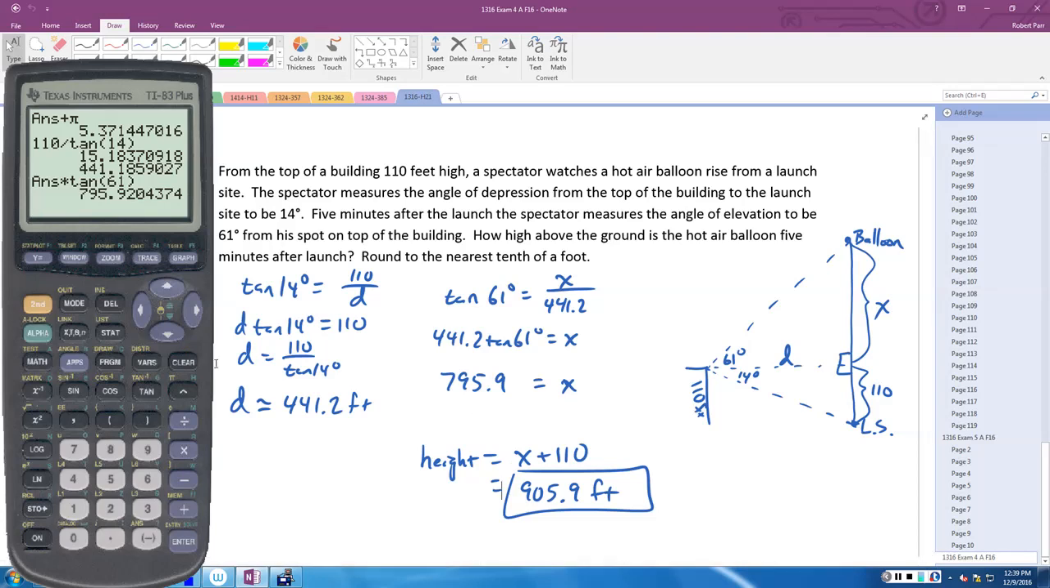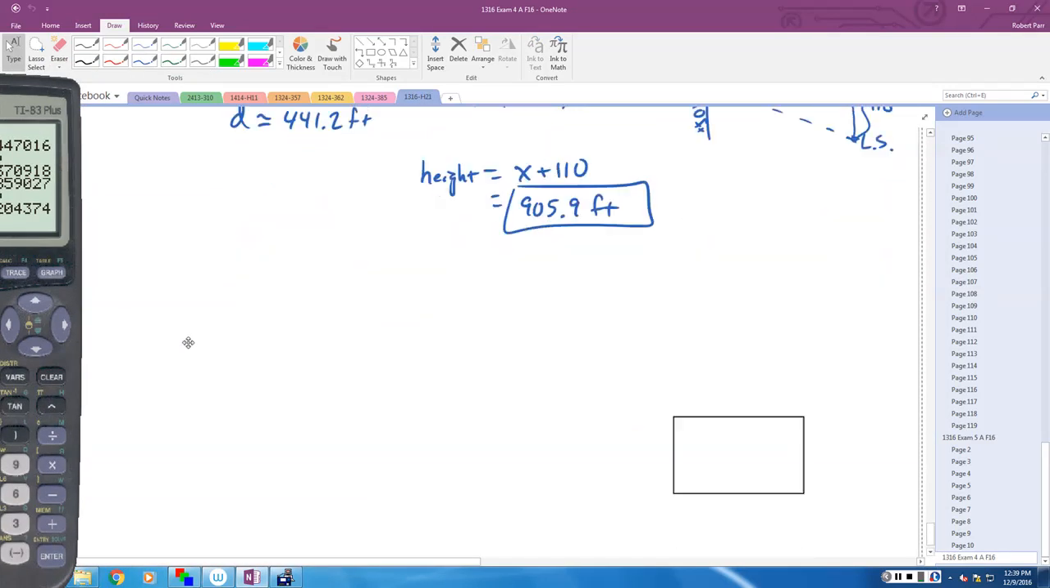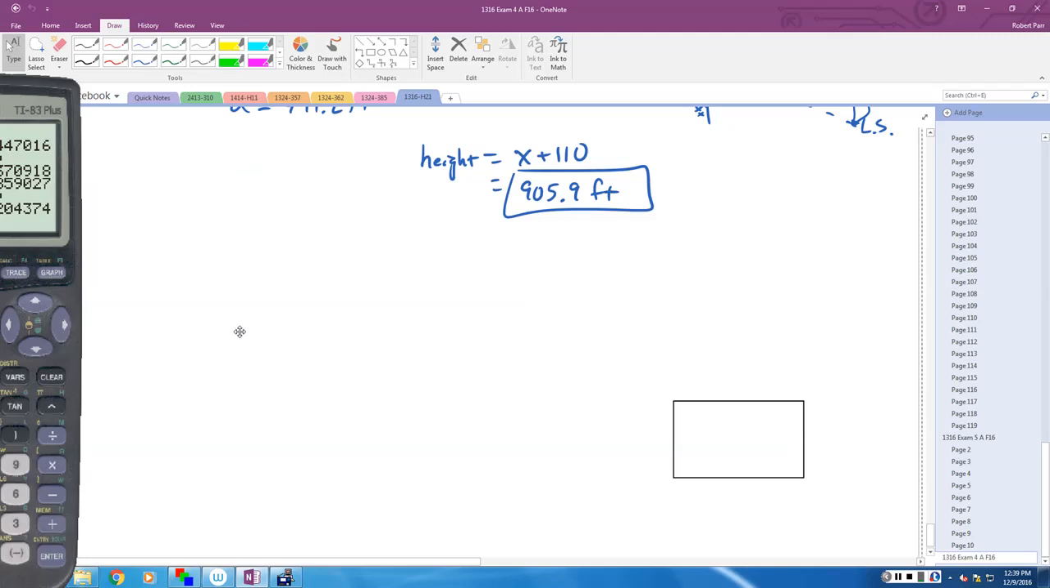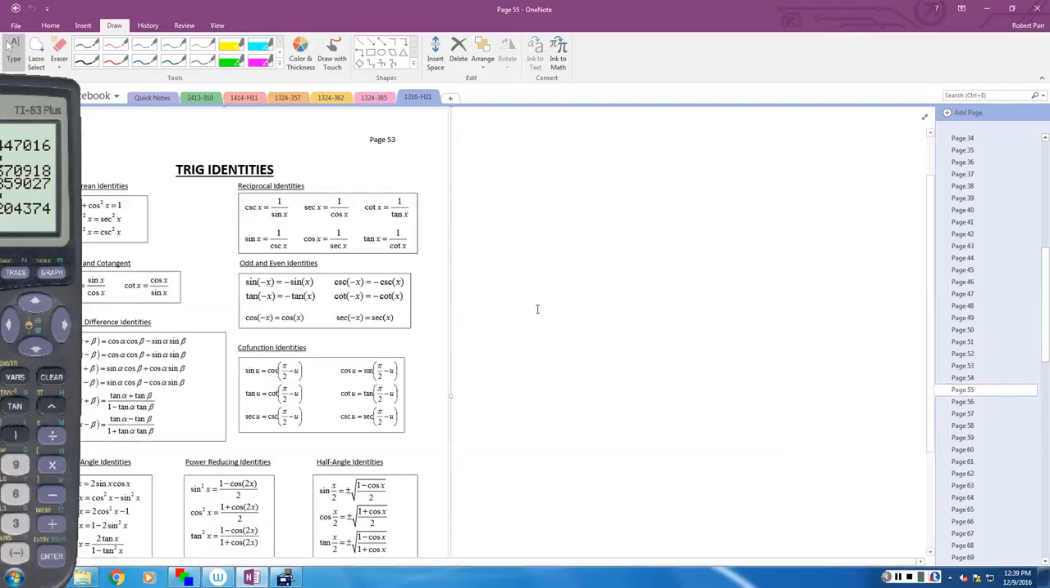Why's everybody so quiet? Absorbing. Yes. What page in the notes is the identities? It is 653. Yours is. I know, I just want to get close.